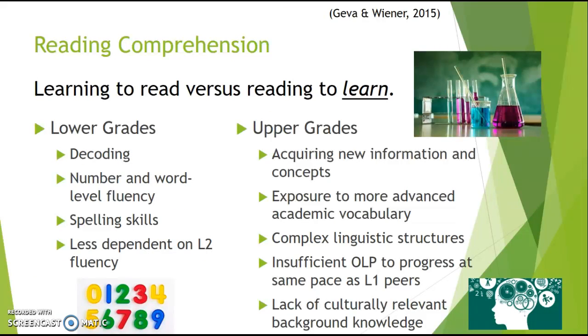For reading comprehension, the difference between lower and upper grades for language learners is that in lower grades, it's a little bit easier because we're just learning to read. So it's focusing on decoding and word fluency, spelling skills, less dependent on fluency, which is hard for students as they go on. But in upper grades, they're reading to learn. So now that's where the CALP comes in, where they have to understand all of that academic language and use higher order thinking processes to draw meaning from the things that they're encountering. They might encounter more complex structures. And these students, if they have insufficient oral language proficiency, might not be able to progress as fast as their other peers, and so they could fall behind.